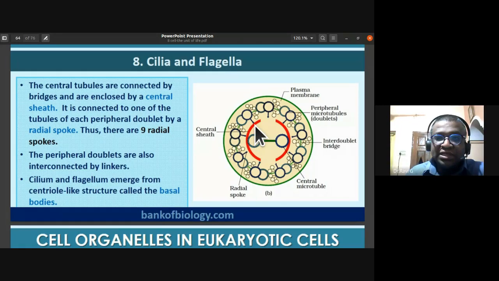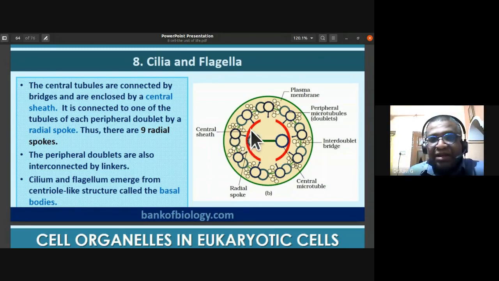They asked what connects the central sheath to the peripheral doublet. They gave different options like interdoublet bridge, plasma membrane, radial spoke, and central microtubule. The right answer is the radial spoke. The radial spoke connects the peripheral doublet to the central sheath. Radial spoke is doing that job, so you should understand about it.